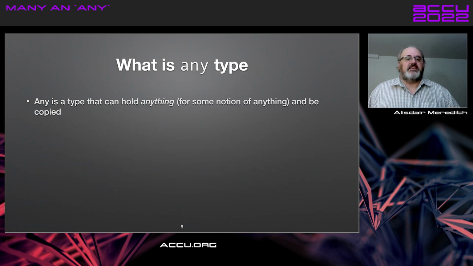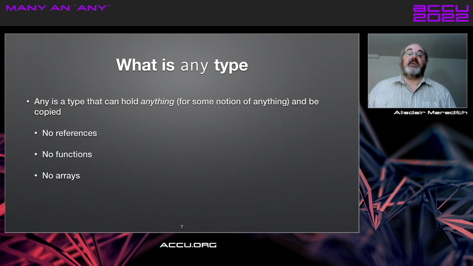So what is the any type? Well, it's a type that can hold anything, for some notion of anything, as long as the thing that you're trying to store can be copied. And again, the any object itself can be copied with whatever it's holding. What you can't store are reference types. References are not copyable in this notion.